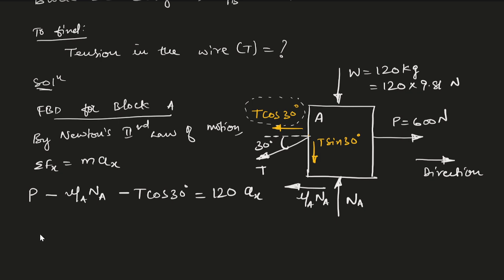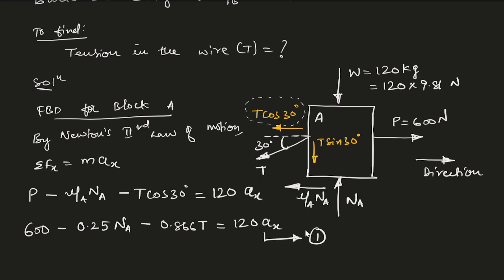Now we'll try to apply all the values. So P is 600. What is the value of mu A? Mu A is 0.25. We don't know Na, the normal, we don't know. Then minus T cos 30. Putting in the calculator, cos 30 will be equal to 0.866 T. This will be equal to 120 ax. So I'll make this the first equation.